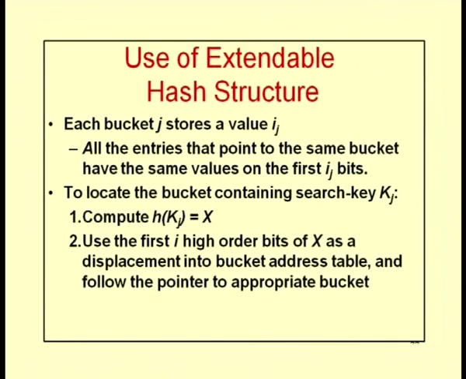Now, how do you use the extendable hash structure? Each bucket j stores a value ij. All the entries that point to the same bucket have the same values on the first ij bits; the prefix is the same, in other words. To locate the bucket containing search key kj, you compute the hash function of kj, which is equal to x, and then use the first i high-order bits of x as a displacement into the bucket address table and follow the pointer to the appropriate bucket.